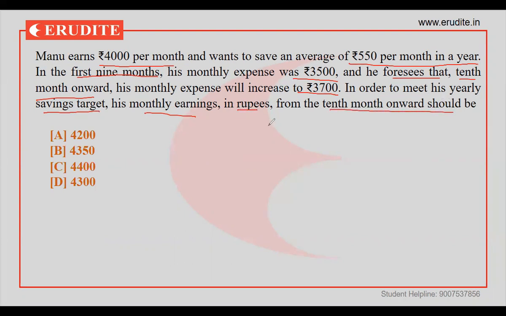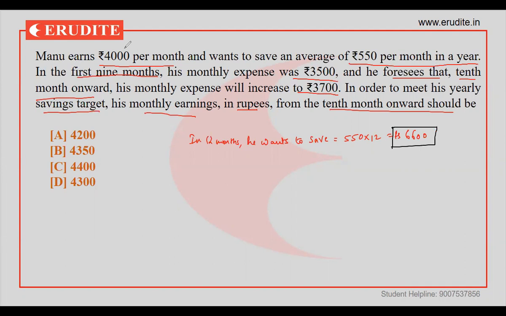In order to meet his yearly saving targets, his monthly earning in rupees from 10th month onwards should be how much? So guys, how much average he wants to save, that is 550 in a month, right? So in 12 months, he wants to save how much, guys? 550 into 12. That will come as 6,600 once you solve it, right? So this much amount he wants to save.